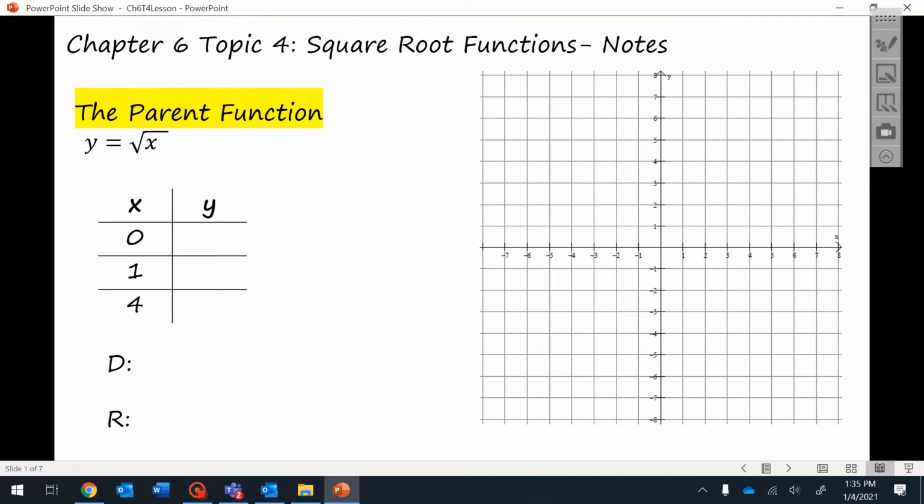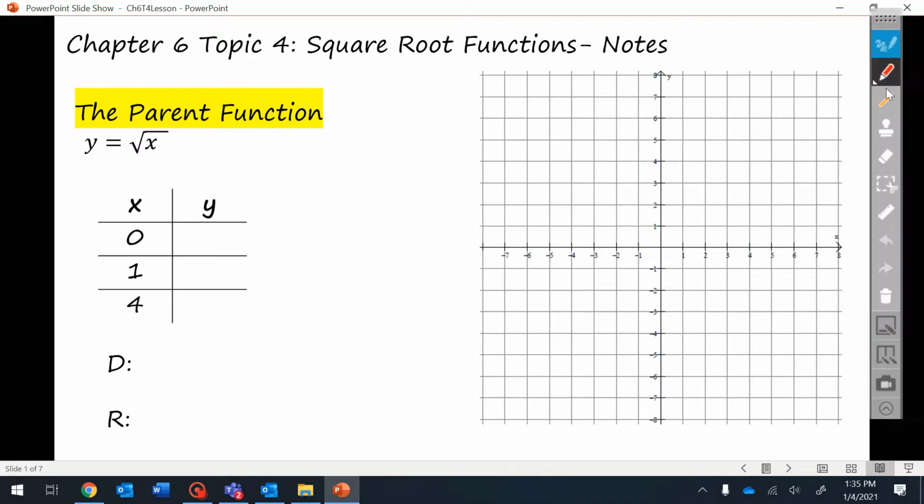Okay, today we're going to look at square root functions, functions that have a square root symbol in them somewhere. They're all based on the parent function, which is y equals the square root of x. So this would be a series of ordered pairs where each y coordinate is the square root of each x coordinate.